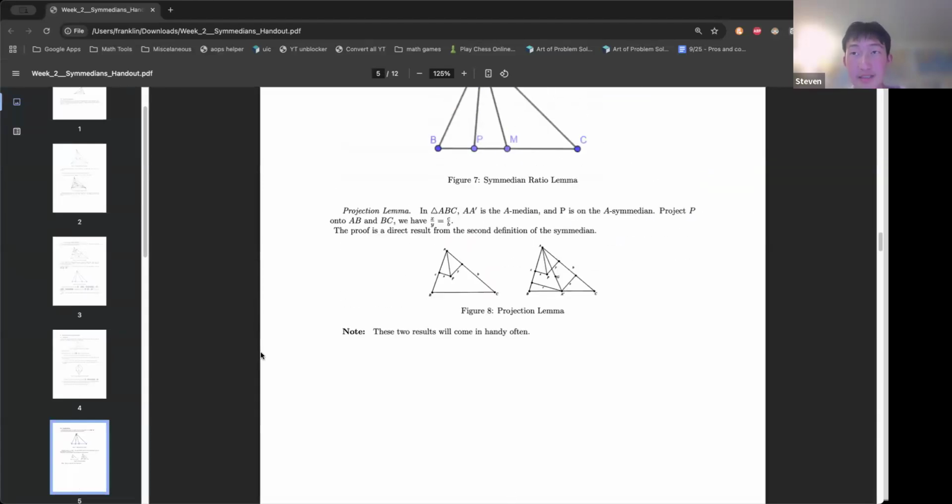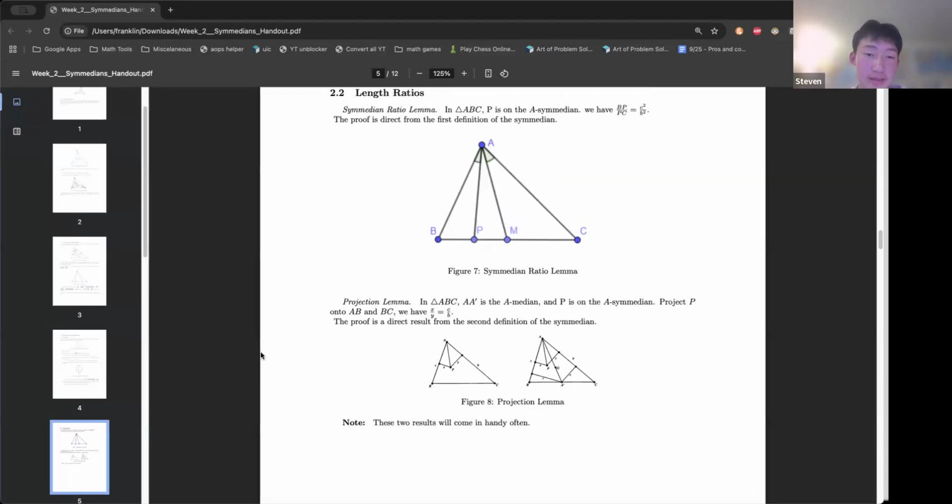And the second lemma, let's name it the projection lemma for Symmedians. Let's say A prime is the A-median, and P is on the A-Symmedian, and the projections of P onto AB and BC are X and Y. Then we have X over Y equals C over B, where C is the length of AB and B is the length of AC, as you can see in the diagram. The proof of this is directly from the second definition of the Symmedian.